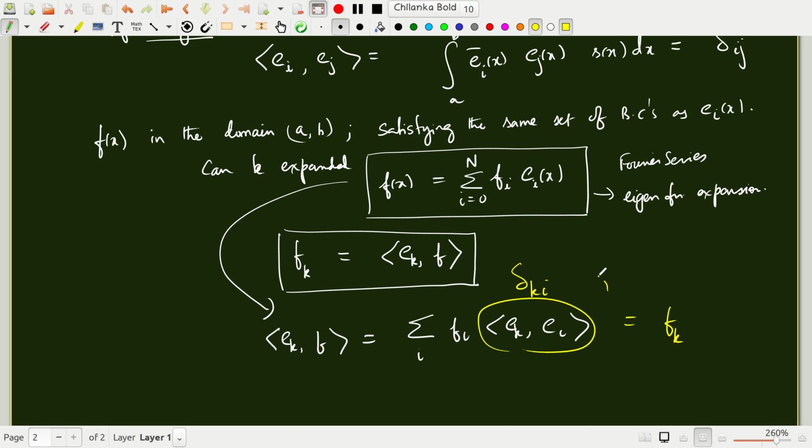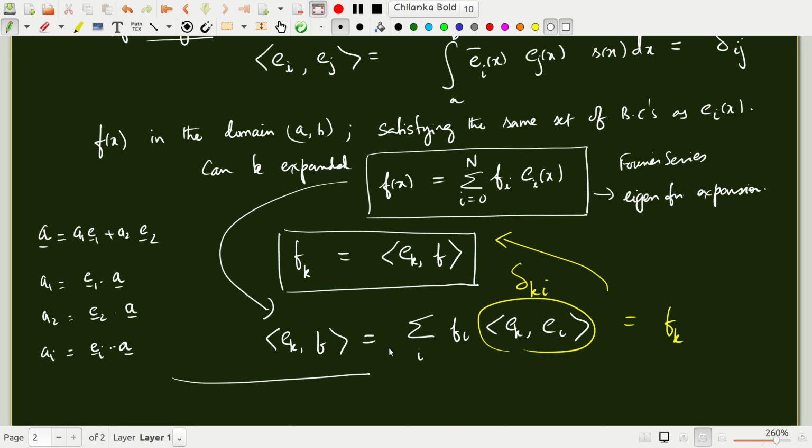Okay, so that's what is written here, that the coefficients of expansion are obtained by taking the inner product of the function with the particular eigenfunction. This is very similar to if I have a vector a equal to a1 e1 plus a2 e2. Now what is a1? You will say a1 is e1 dot a. What is a2? It's e2 dot a. In general, a_i is e_i dot a. This is the same thing that's happening here.